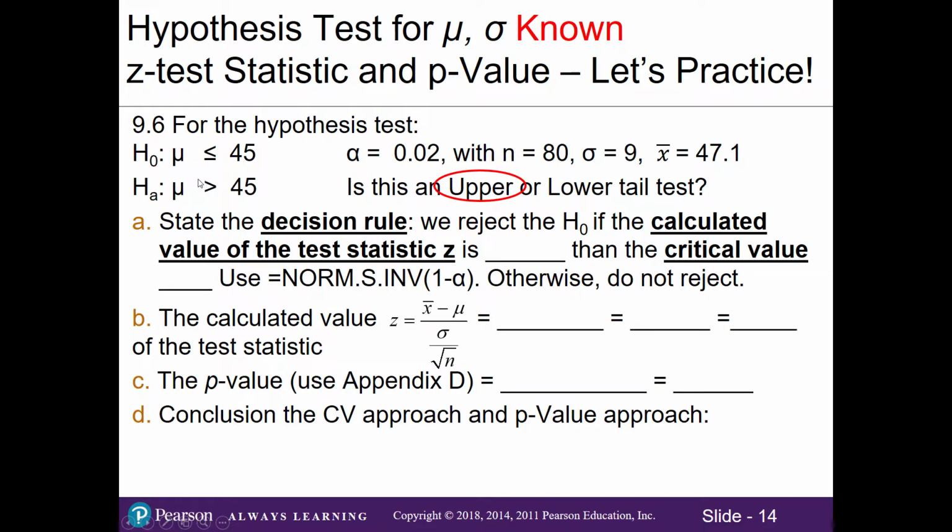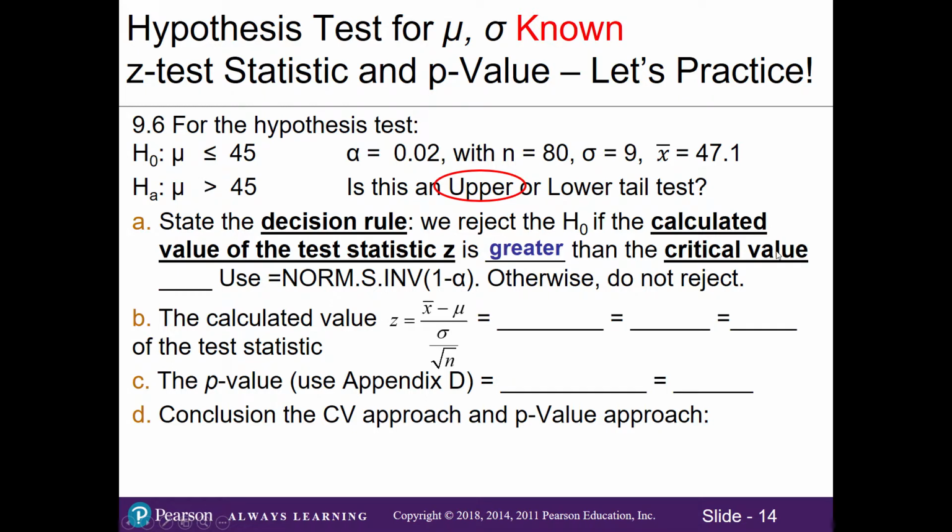Recall, looking at our greater than symbol, it points to the right side of our curve, so we know it's on the upper side. So for our decision rule, we will reject the null if the calculated value of our test statistic z is greater than the critical value. The reason why we know it's greater than is because of the greater than symbol in our alternative hypothesis. So just remember, our alternative hypothesis symbol is going to tell us our decision rule.